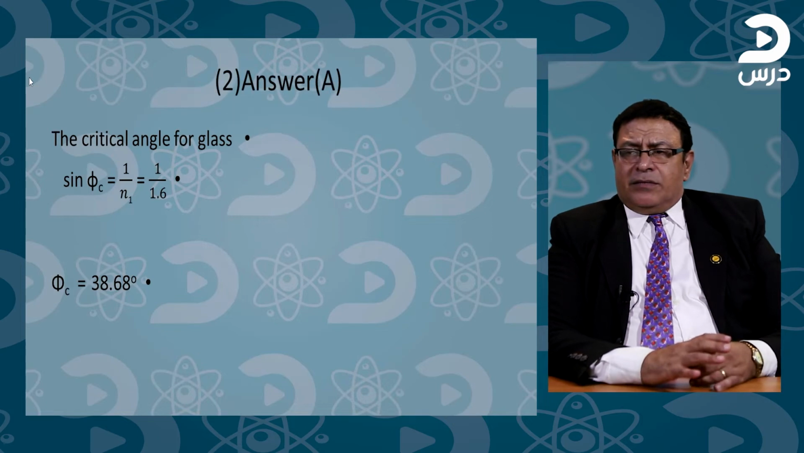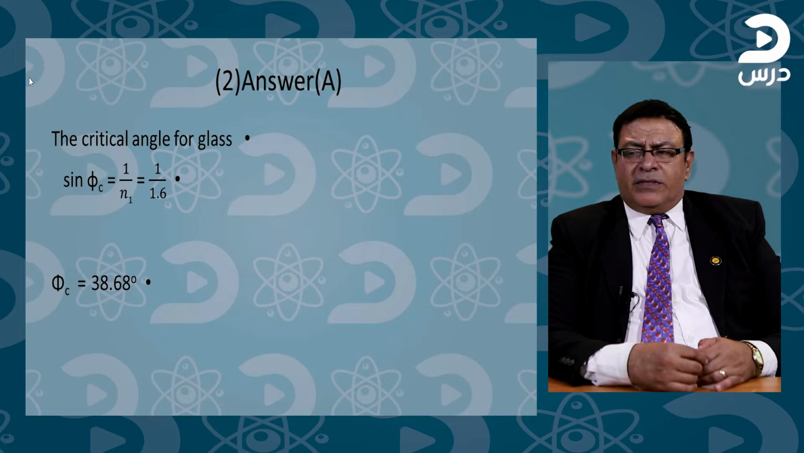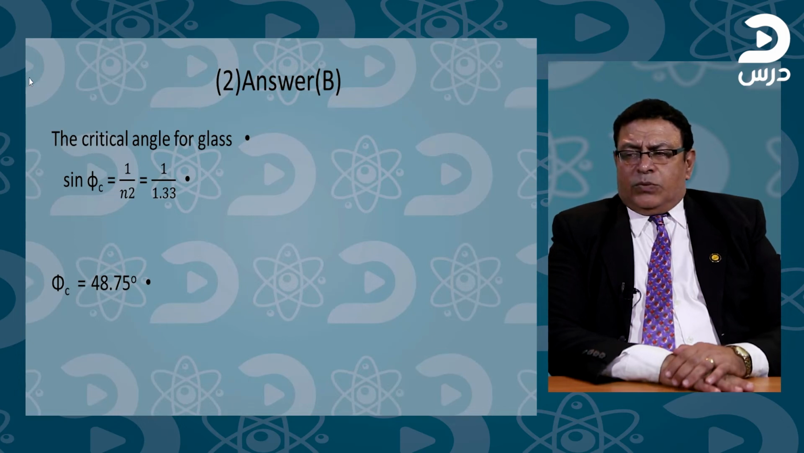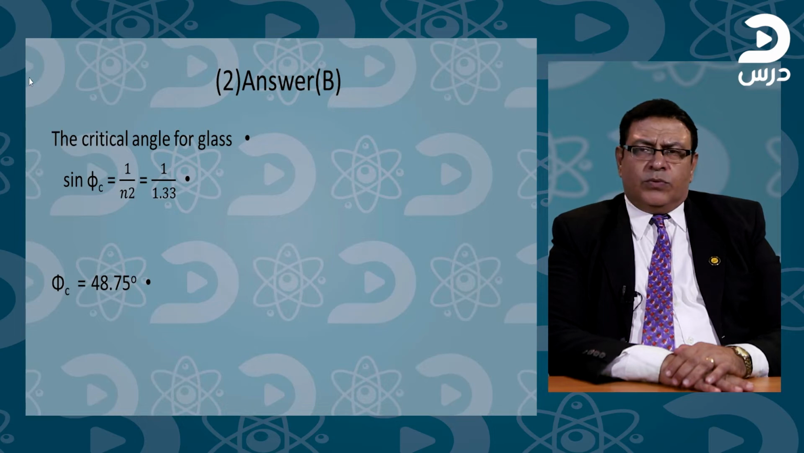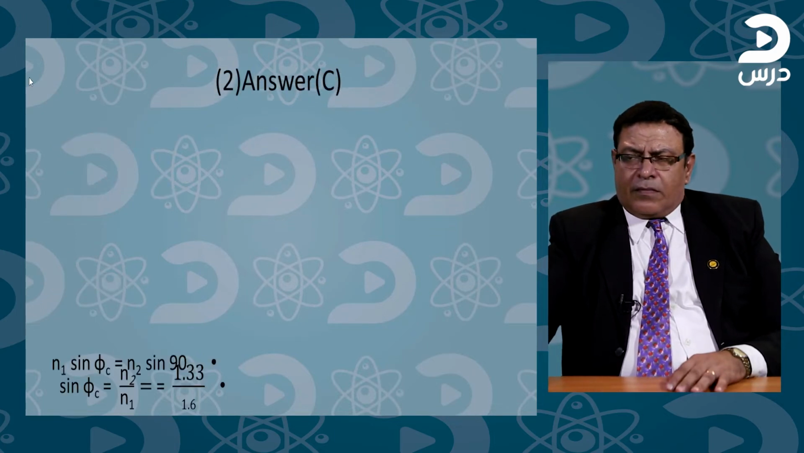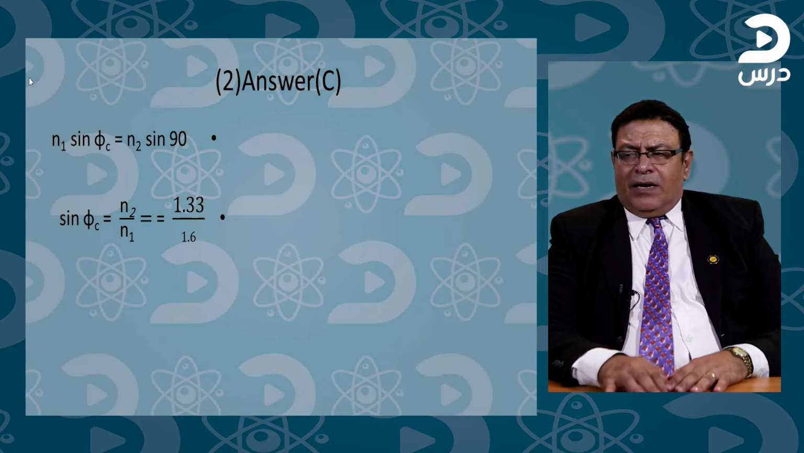Let's see the answers. Number 2A, the critical angle for glass: sin phi c equals 1 over n1, equals 1 over 1.6, so phi c equals 38.68. B, the critical angle for water: sin phi c equals 1 over n2, equals 1 over 1.33, so phi c equals 48.75. Answer to C: n1 sin phi c equals n2 sin 90, so sin phi c equals n2 divided by n1, equals 1.33 divided by 1.6.